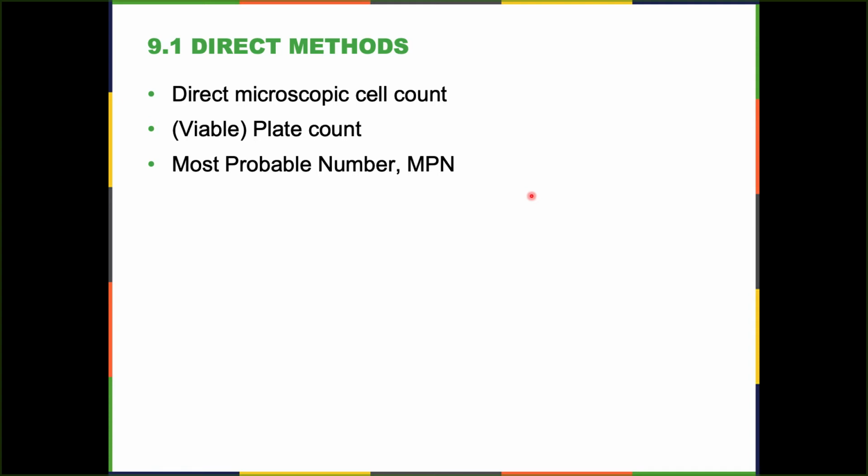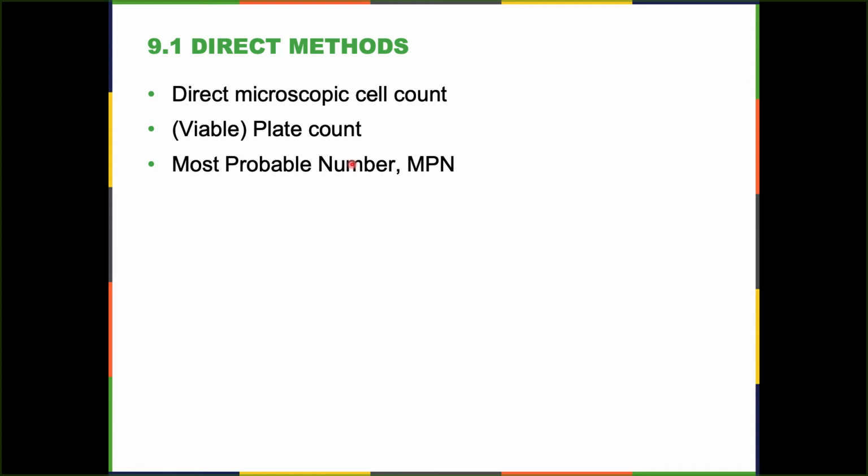So we're gonna talk about these three direct methods: direct microscopic cell count, a viable plate count, and then most probable number. And just looking at the names, we can already see a couple of things here. Look at that, count. So we're gonna be counting some things here, right? Directly counting cells, and in here we have some sort of number, right? So it'll be some sort of quantity or quantitation of things.